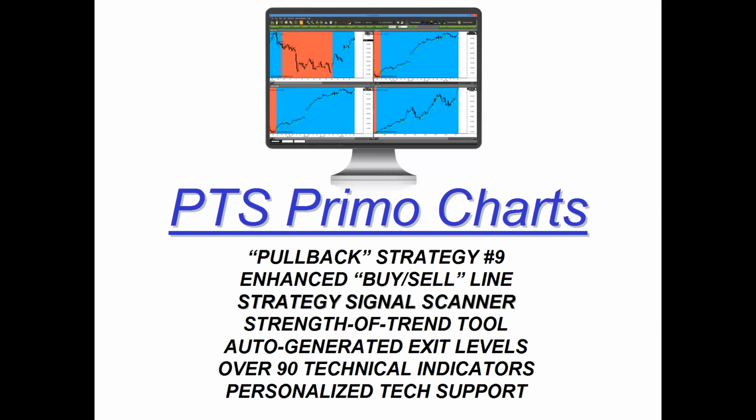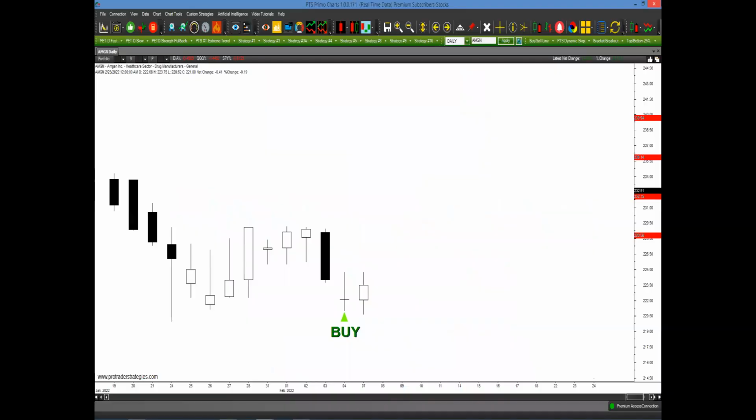Now, here's the best thing about this, what you're going to get a full year of, all right? You're also going to get strategy signal scanners. You can scan for nightly setups of strategy number 9 and auto-generated exit levels. This is just one of our many exit strategies or methods, and it's auto-generated on the platform. Let me show you what I mean here.